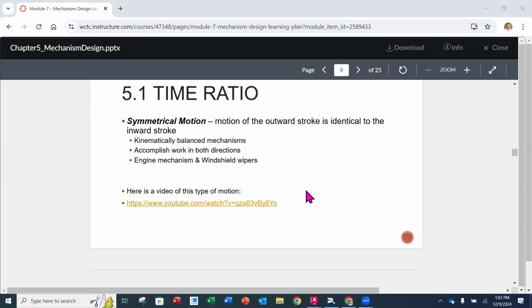Now, the nice thing about this type of design, this symmetrical, is that it is going to give us the ability to do work in both directions, okay? So let's look at a quick video of an example of this.